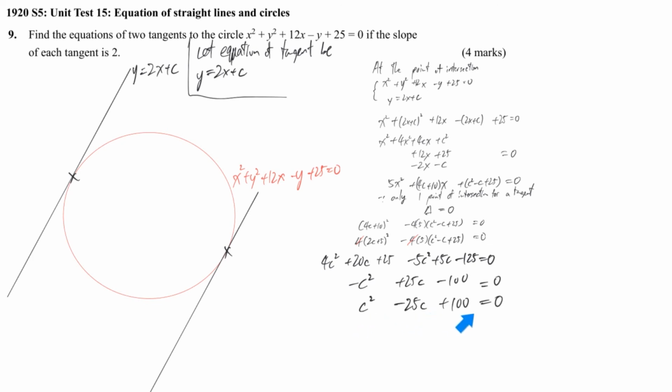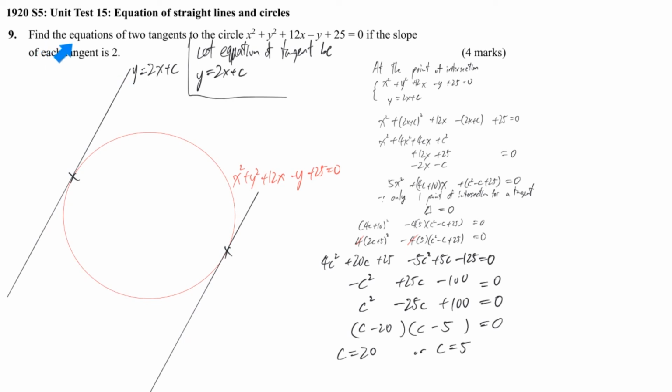To solve this quadratic equation, you may simply use your calculator formula, or you can factorize it by using the cross method. c is equal to 20 or c is equal to 5. That's consistent with our finding that there should be 2 tangents fulfilling the requirement.